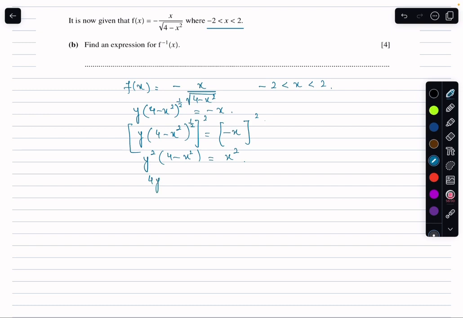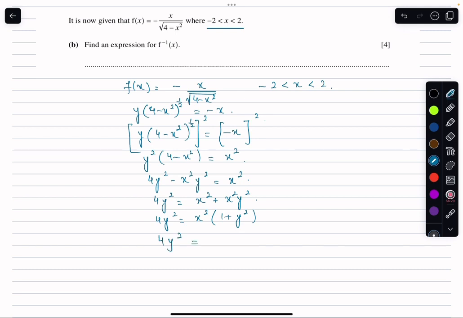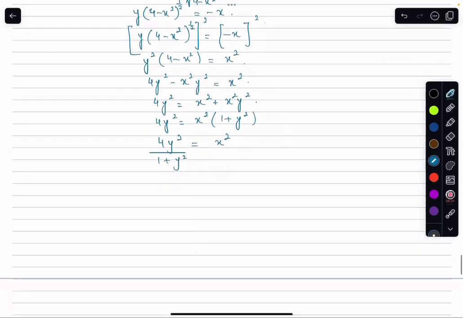So solving it further, it's 4y² − x²y² = x², or 4y² = x² + x²y². So 4y² = x² times (1 + y²), and this is getting divided by 1 + y². So my x² shall be 4y² divided by 1 + y², or I can say that my x value is 2y divided by under root 1 + y².